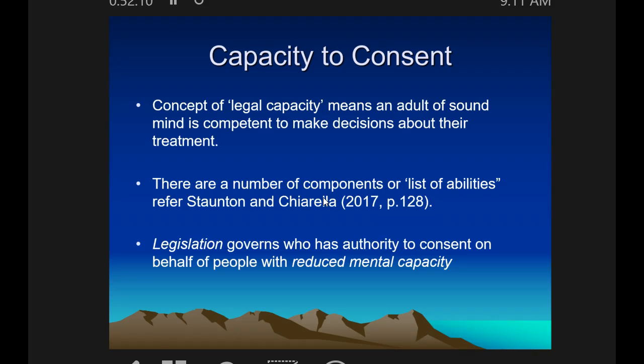And you can recognize where this area can be a little bit tricky, particularly when someone, for example, might have a cognitive impairment. This is where we look at legislation governing who has authority to consent, and that'll be the Guardianship Act. When someone has reduced mental capacity, that legislation enables carers, loved ones, or someone designated to consent on someone's behalf. So have a look at that. We touch on that throughout the session, but capacity to consent is to do with mental cognition and ability, and the set of abilities is on page 128 of your text.